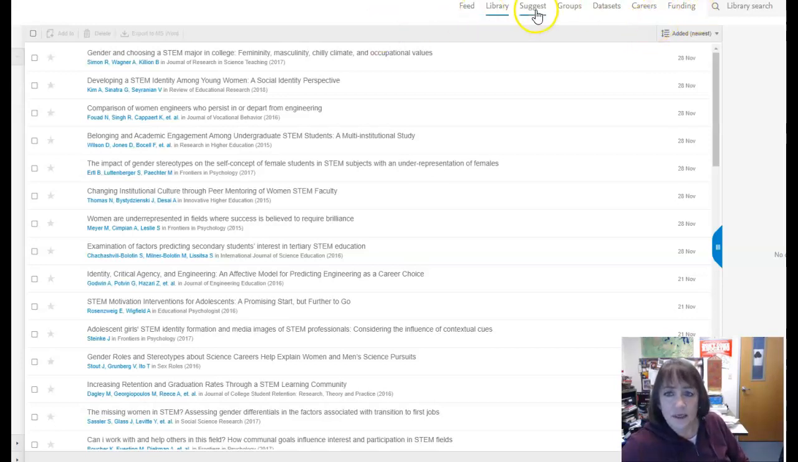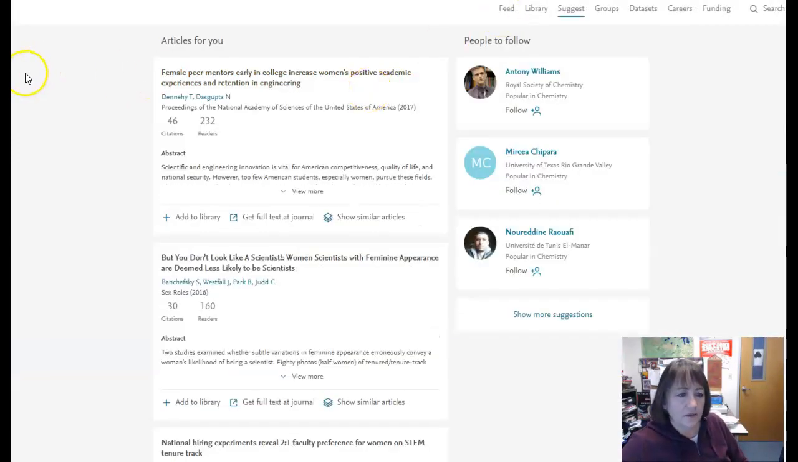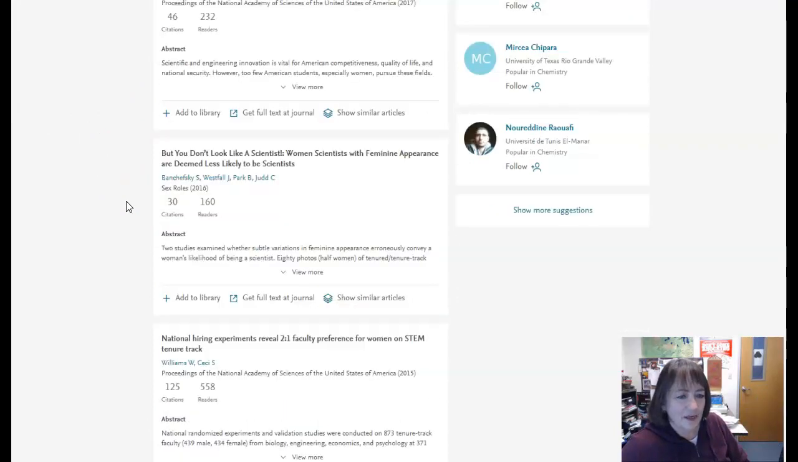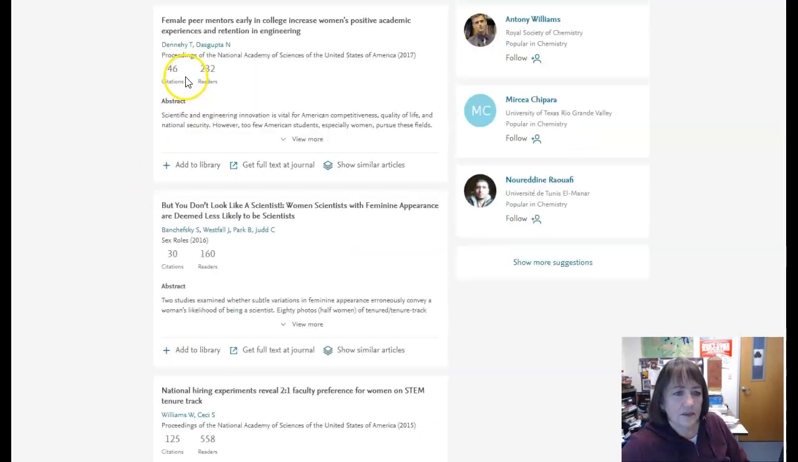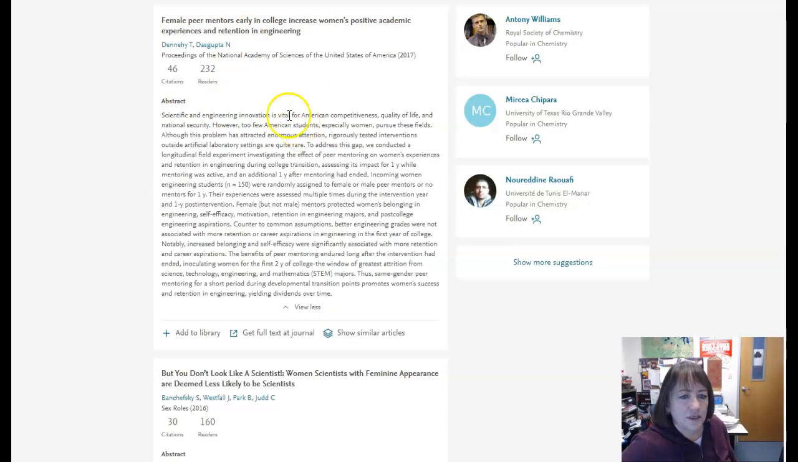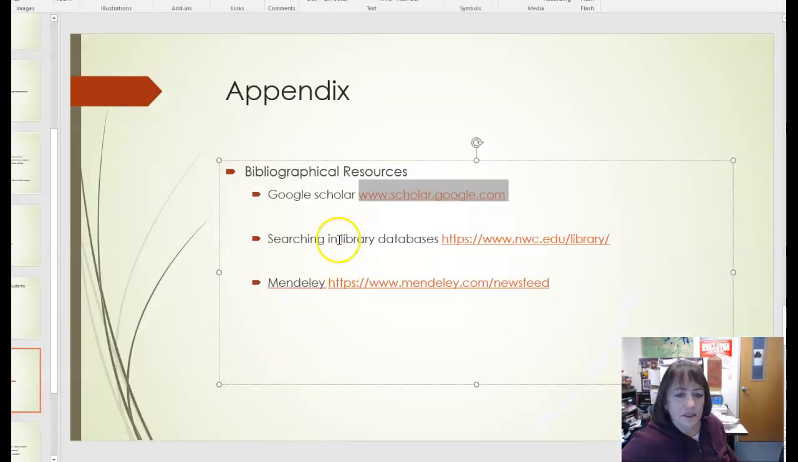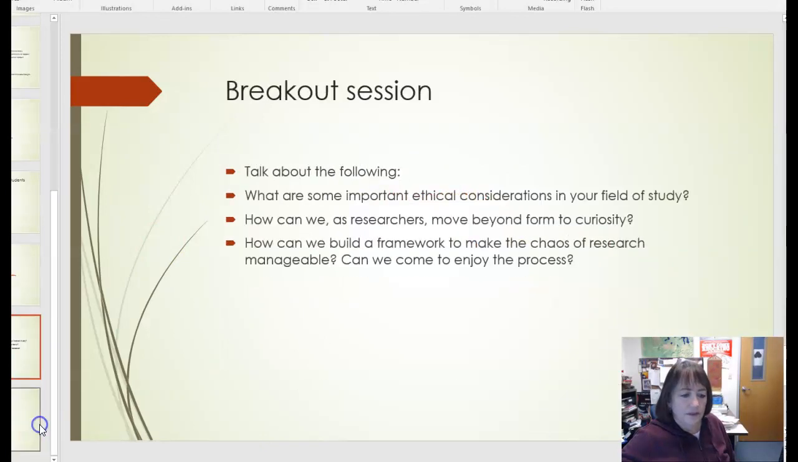It also will suggest things for you. Now that I've been working with Mendeley for a long time, sometimes they'll email me, or when I come to my page, it will suggest articles that they think might be interesting to me. So I can read through the abstracts, and if I like one, like this one, for example, "Female peer mentors early in college increase women's positive academic experience and retention in engineering," I say, well, that's very interesting. I can take a look at the abstract, and if I like it, I can add it to my library. So those are just three tools that I like to use to do a little bit of research.